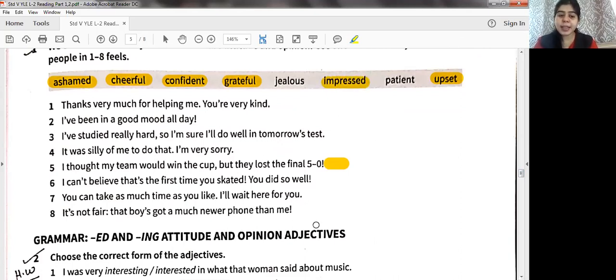Next, you can take as much time as you like. I'll wait here for you. It means patient. The person is having patience. Patient, not the patient who is admitted in the hospital. Patient means having the calmness to wait for someone or something.